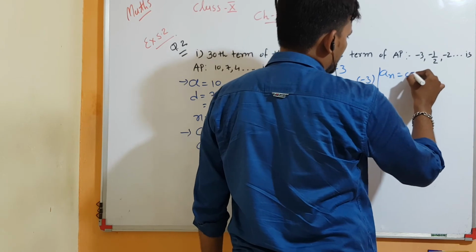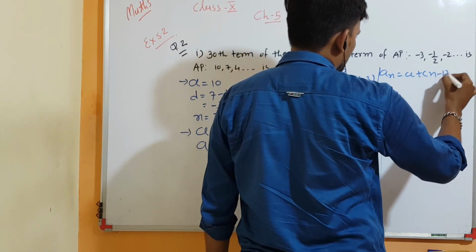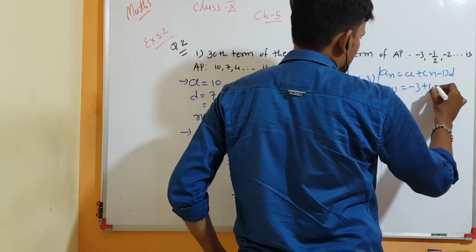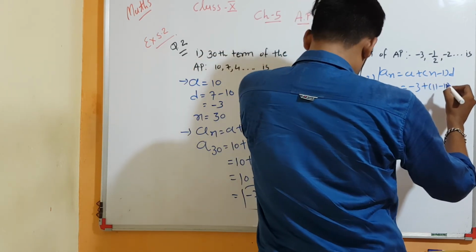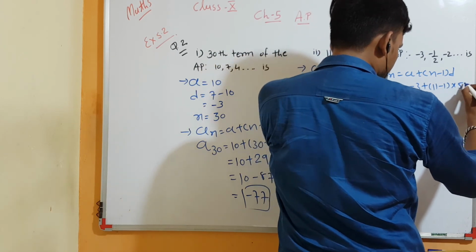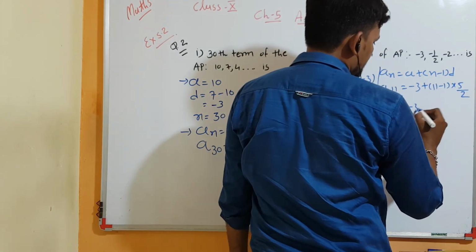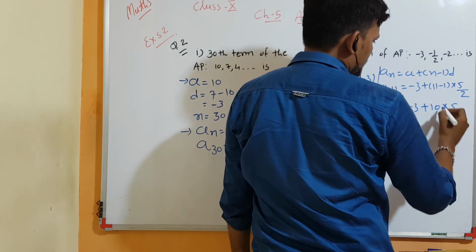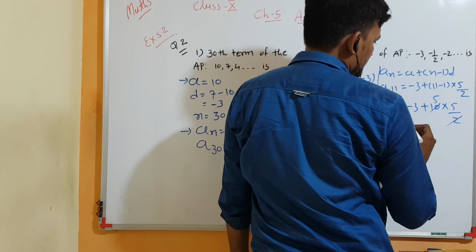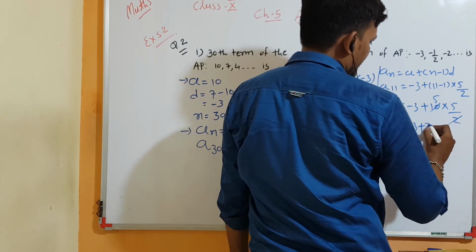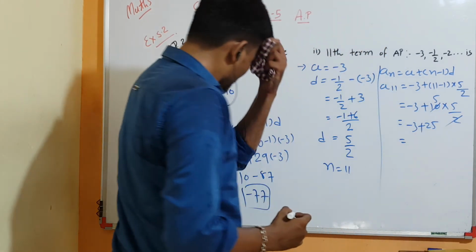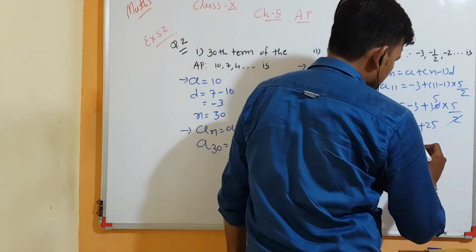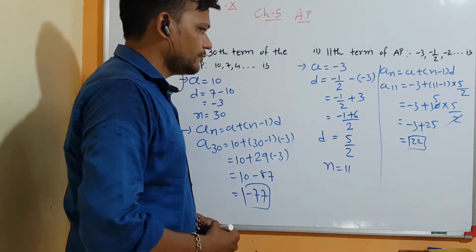An equal to A plus N minus 1 into D, where N is 11, A is minus 3 plus N is 11 minus 1 and D is 5 by 2, right? So minus 3 plus 11 minus 1, it is 10 into 5 by 2. 2 5s are 10. So minus 3 plus 5 5s are 25. So minus 3 plus 25. So minus plus minus and sign of bigger. So 25 minus 3 is plus 20, right?